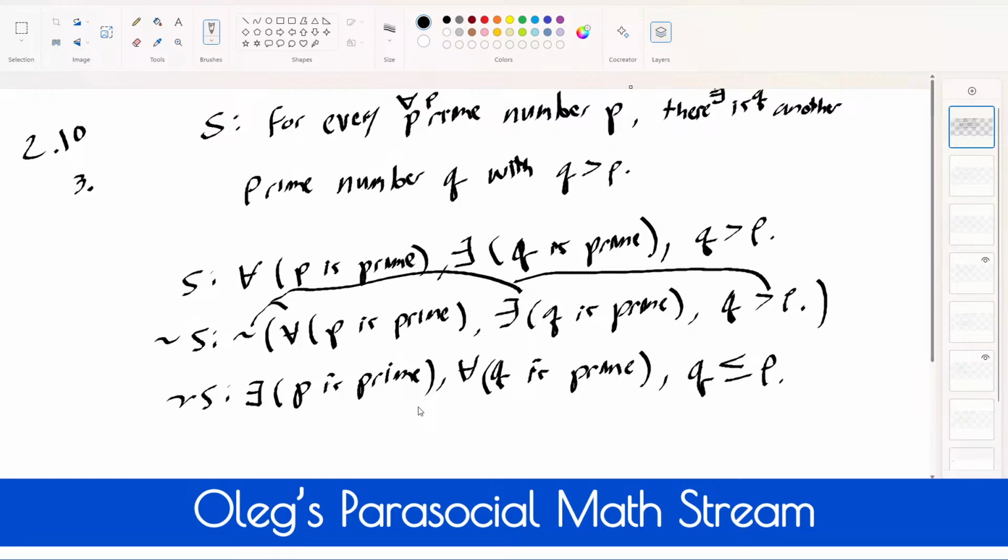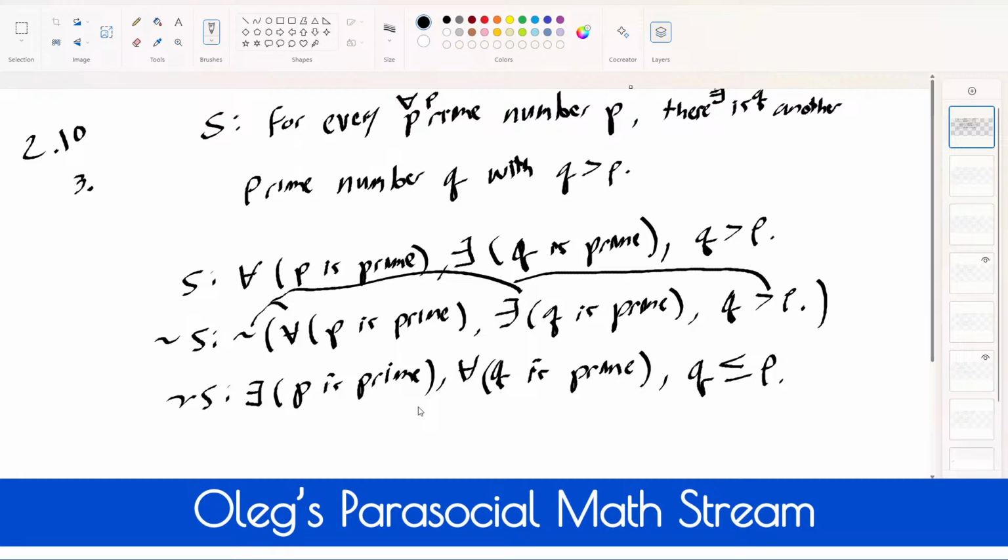Now let's read the first statement, not the negation. For every prime number P, there is a prime number Q with Q being greater than P. If one of these statements is true, then the other statement has to be false. That's what I'm trying to figure out.